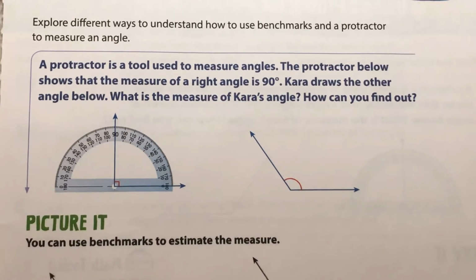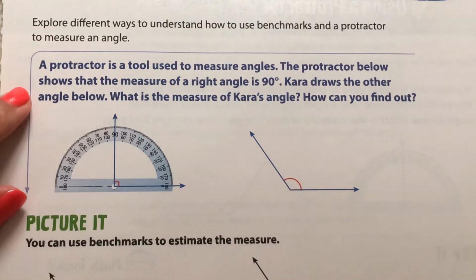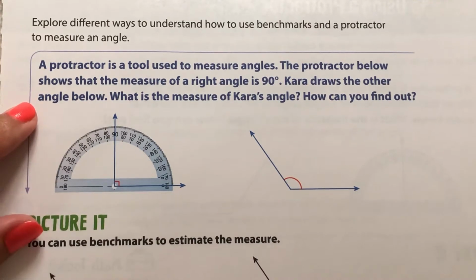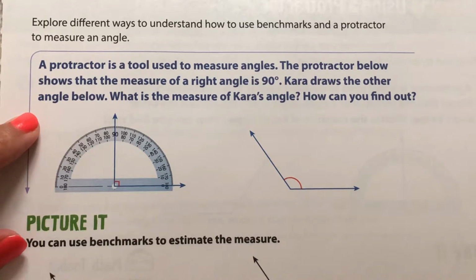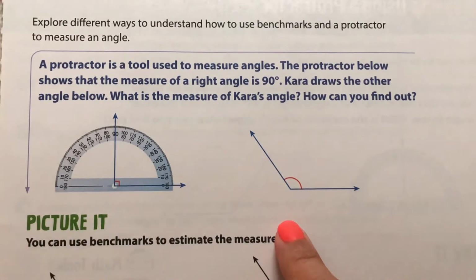Right, we are in Lesson 31, Session 2 today in math on page 678, and we're continuing to learn how to use protractors to measure angles in math. So a protractor, again, is a tool used to measure angles. The protractor below shows that the measure of a right angle is 90 degrees. Kara draws the other angle below. What is the measure of Kara's angle, and how can you find out?